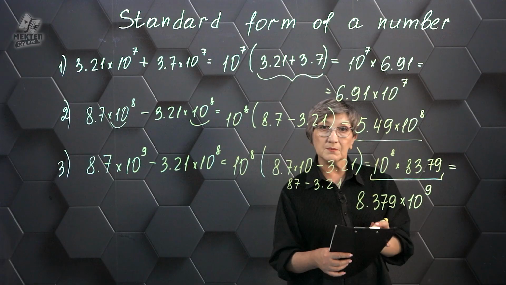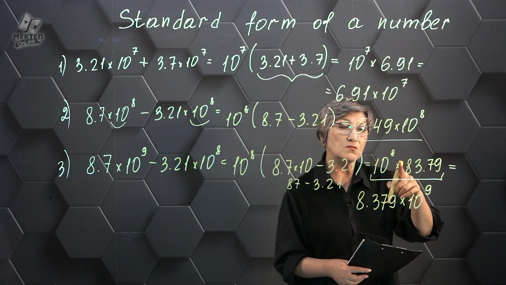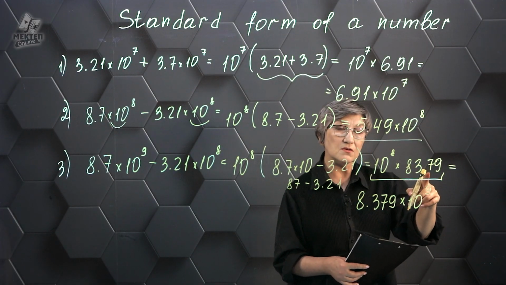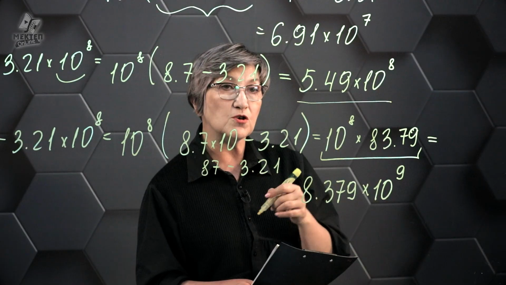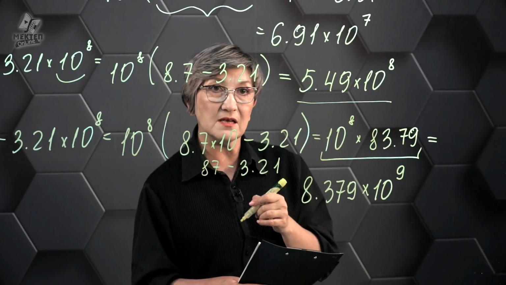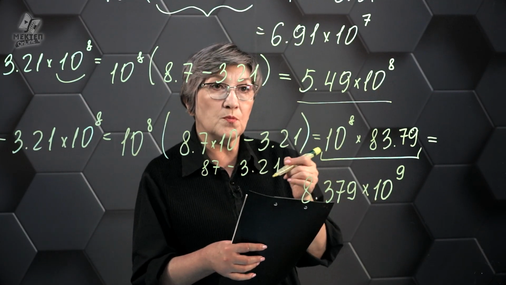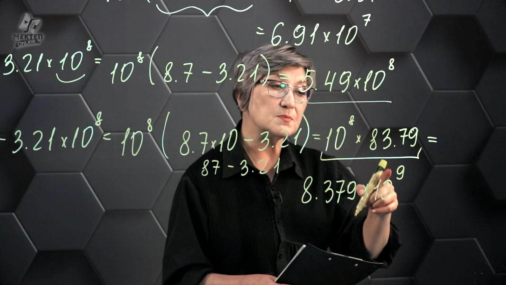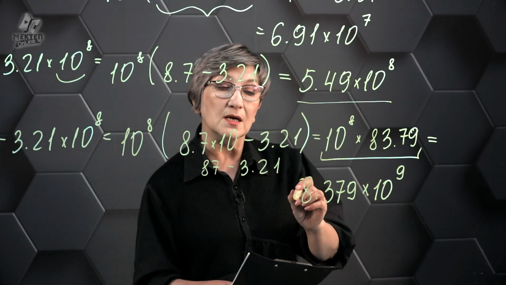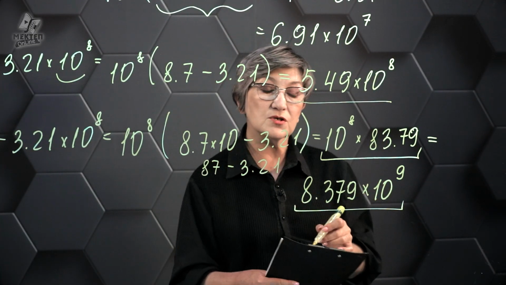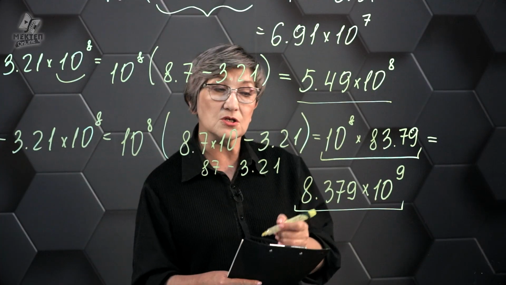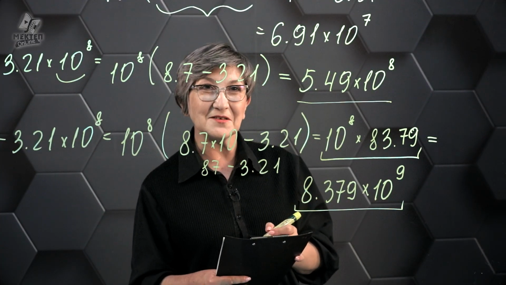Let's check our answer once again. Our 83.79 has become 8.379. The number has decreased, so the exponent increases. And as a result, the answer is 8.379 multiplied by 10 to the power of 9.